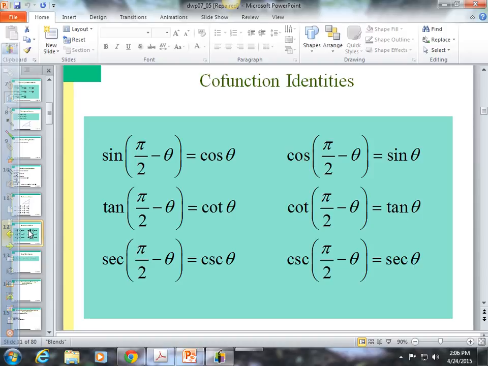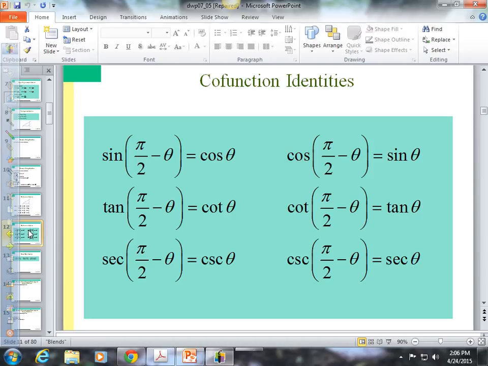90. We'd get pi over 2. We'd get the 90. And sine and cosine are co-functions of each other. So co-functions of complementary angles are equal. Okay? So if I'm dealing with some trig expression and I recognize a pi over 2 minus some angle, co-functions. I can get rid of that pi over 2 minus whatever the angle is and say it's the co-function of the complement of that angle.